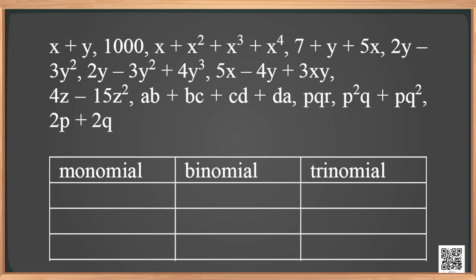These are the polynomials: x plus y 1000, x plus x square plus x cube plus x power 4, 7 plus y plus 5x, 2y minus 3y square, 2y minus 3y square plus 4y cube, 5x minus 4y plus 3xy, 4z minus 15z square, ab plus bc plus cd plus da, pqr, p square q plus pq square, 2p plus 2q.